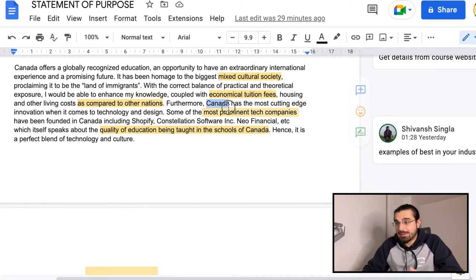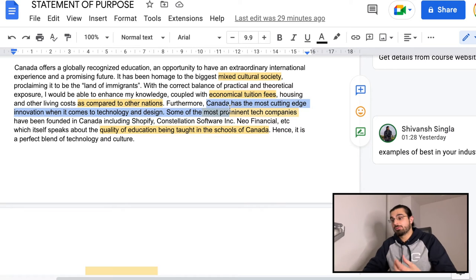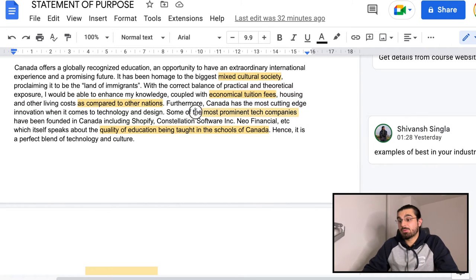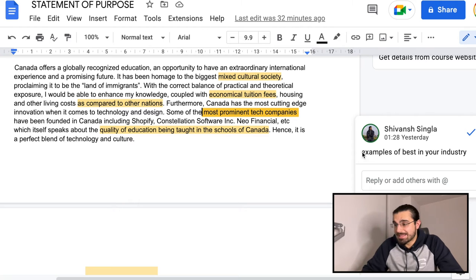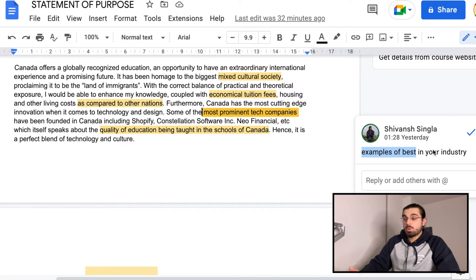And then you should also relate that with your profession or with your career. So for example, since this SOP is for someone who is a software engineer, they say that some of the most prominent tech companies are based out of Canada. For example, Shopify or Constellation Software, Neo Financial, etc. So you should also find examples of some of the best companies in your industry who are doing a commendable job in Canada. And then you can talk about how you can learn from the professionals who are working in those companies.